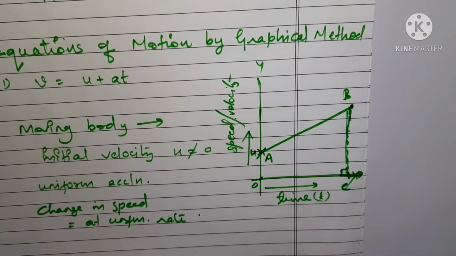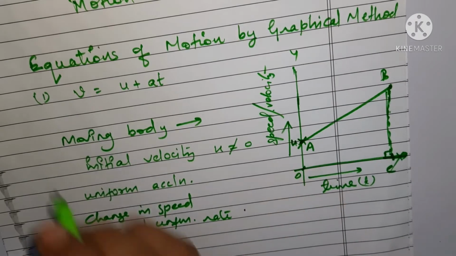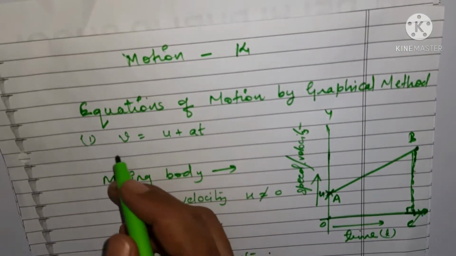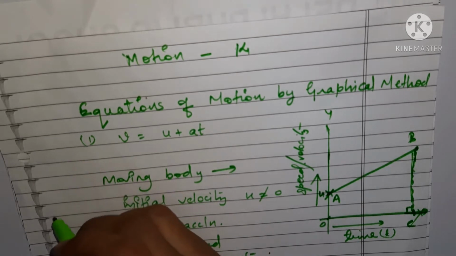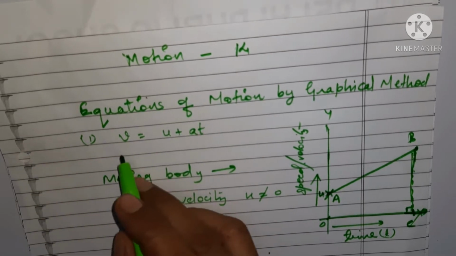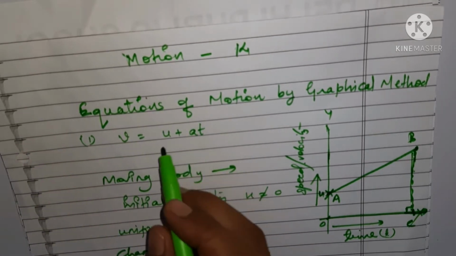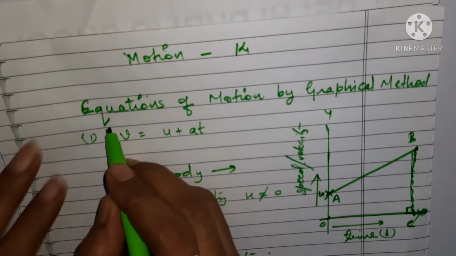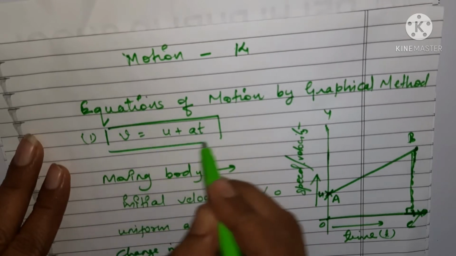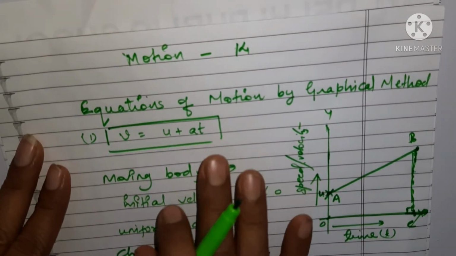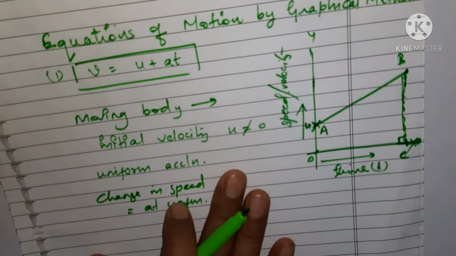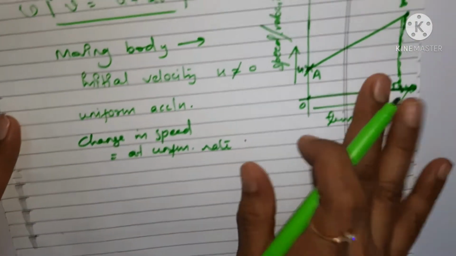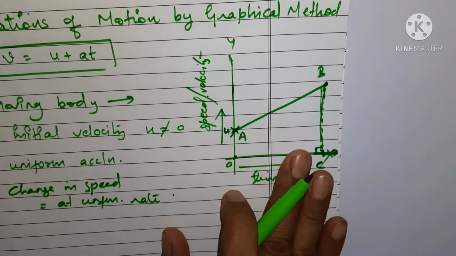In this case you have to go with the equation v is equal to u plus at, as we have already derived in previous sessions. v is equal to u plus at is the very first equation of motion, and we are going to derive this one with the help of this graph. This is our motto, or our aim in this session. So let us observe this graph first.